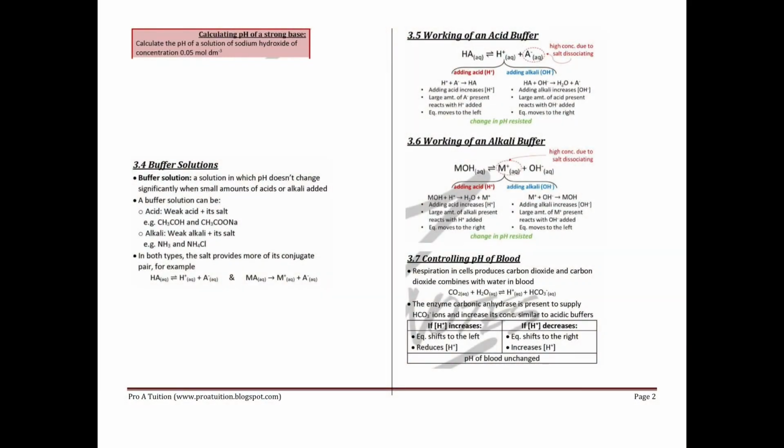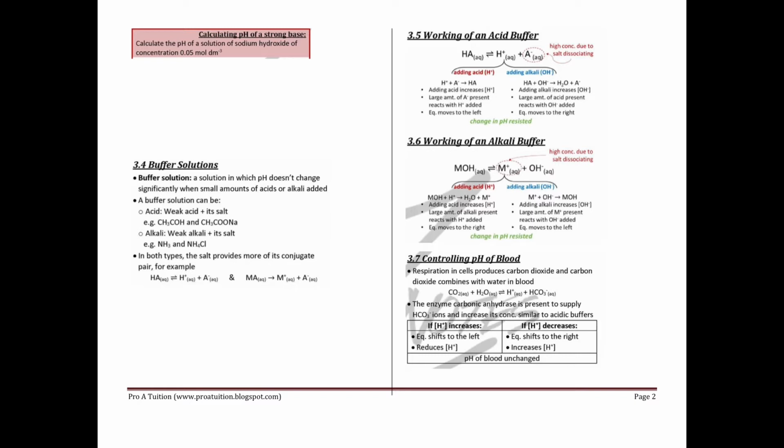Okay, so on this page, we have a question at the beginning. Calculate the pH of a solution of sodium hydroxide of concentration 0.05 mole per dm cube. Okay, so first of all, we have to know sodium hydroxide is a strong alkaline. It's a strong alkaline, like strong acid.